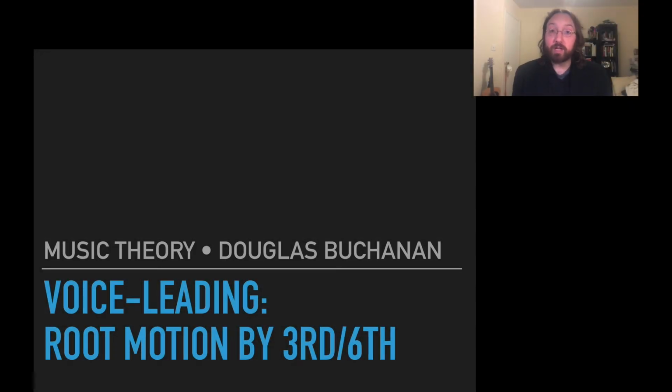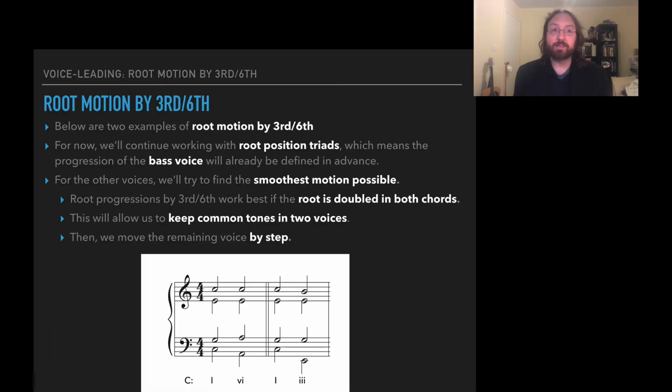We continue our study of voice leading root position triads by looking at root motion by third and sixth. Below we see two examples of root motion by third and sixth. As I mentioned, for now we'll continue working with root position triads, which means the progression of the bass voice will already be defined in advance.